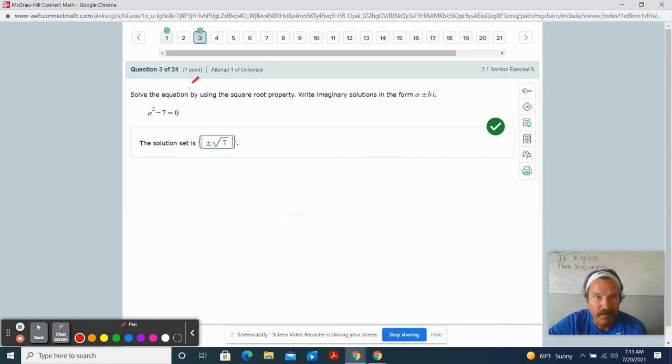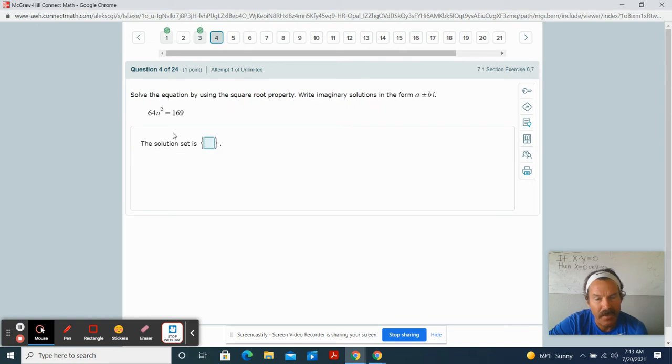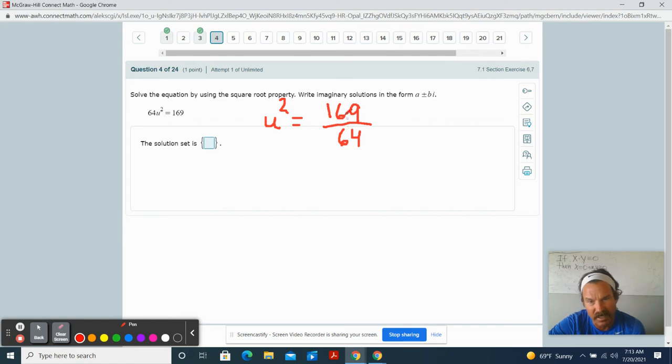So let's see, number 4. We're going to go over number 4. Okay, so now we have to isolate the square again. We have a 64u squared, so I have to divide both sides by 64. Now, before you take your calculator out and divide 169 by 64, because that possibly is going to give you some decimal, think about when you take the square root of 169 and you take the square root of 64. If you can take the square root of the top and the square root of the bottom, don't do the division.